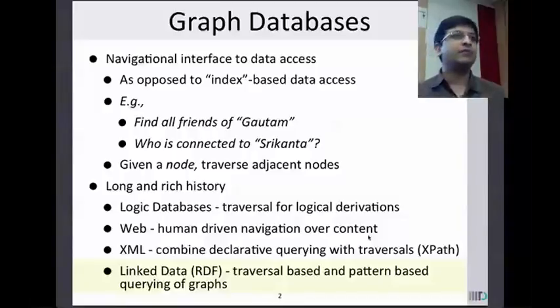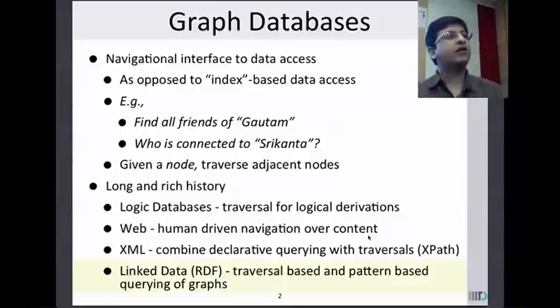So some examples of what kind of questions you could ask on graph databases: find all friends of Gautam. So you know a node Gautam and you want to find all relationships, find only those relationships which say friendship, and locate the other end. So this is a one hop BFS with a certain kind of restriction, right, from the graph world.